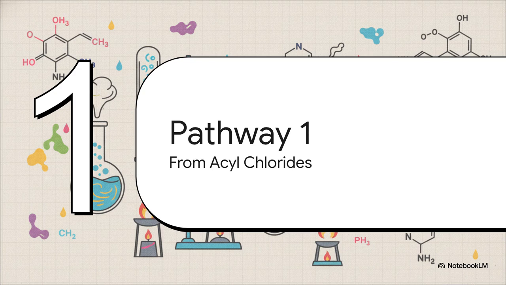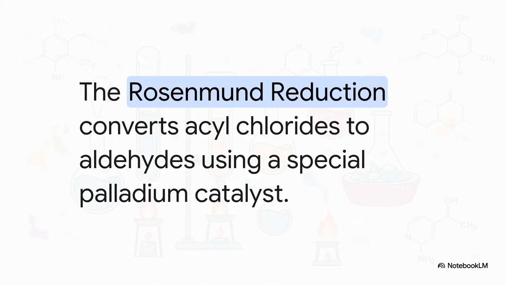So let's open the first drawer of our toolkit. We're jumping into pathway 1, making aldehydes from acyl chlorides. You'll probably hear these called acid chlorides too. Same thing. And the first tool we're pulling out for this job is a classic, a really famous named reaction you'll definitely see again. It's called the Rosenmund reduction.